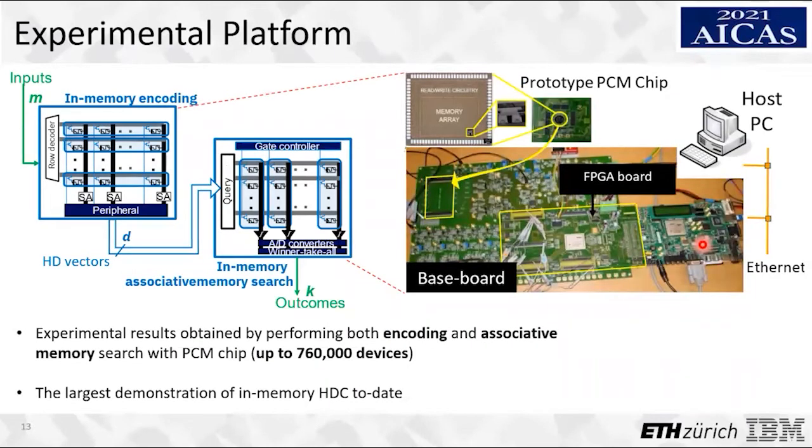So we tested our proposed system using an experimental PCM platform, which includes 3 million PCM devices. And the experiment required 220,000 devices to implement the associative memory and 540,000 devices to implement the item memory of the encoding part. And in total, we use 760,000 devices, thus becoming the largest scale demonstration of in-memory hyperdimensional computing to date.